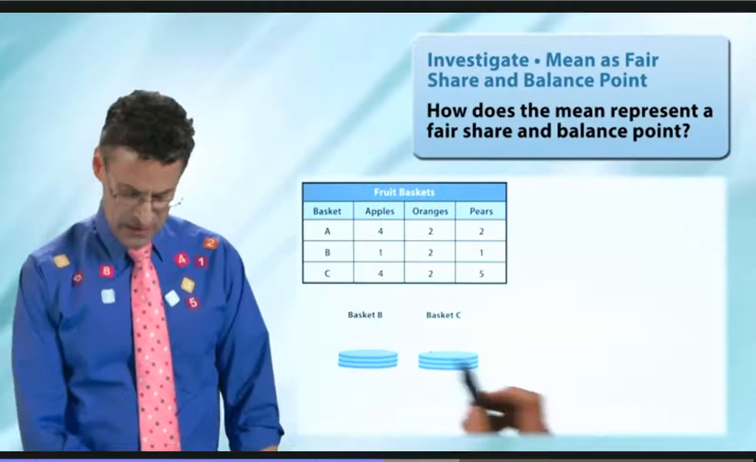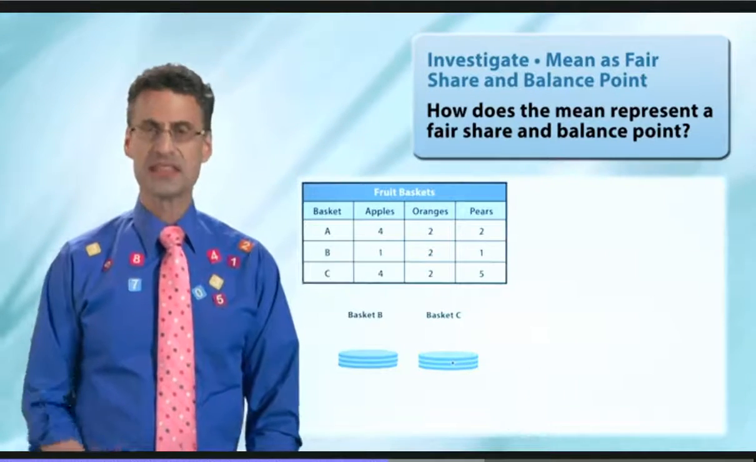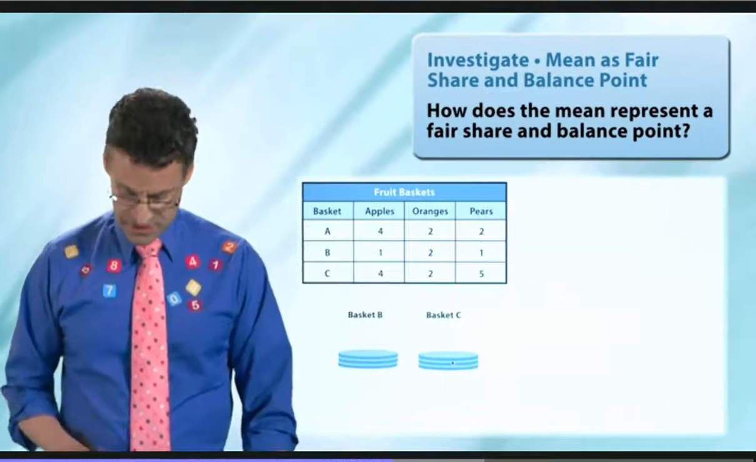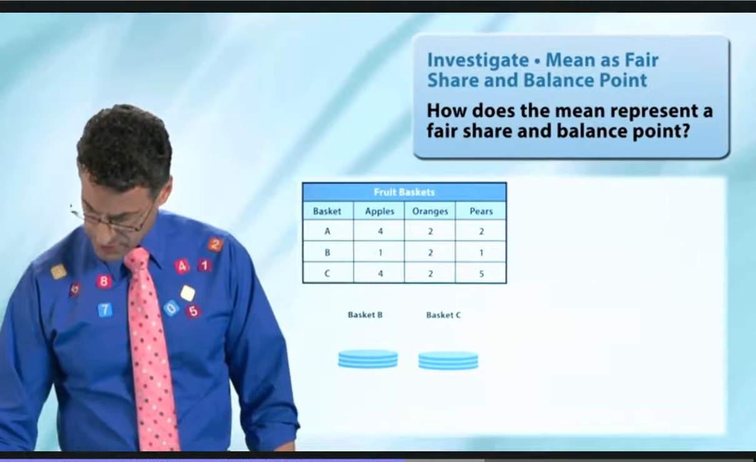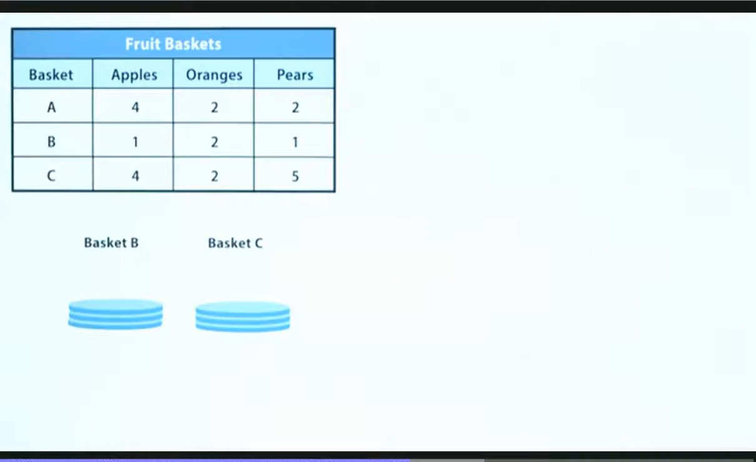So since I was able to balance them, 3 and 3, I see that the mean, in fact, must be 3. And so I can actually write that down if I wanted to. And you know what? I want to. So mean, which is that average number, is 3.